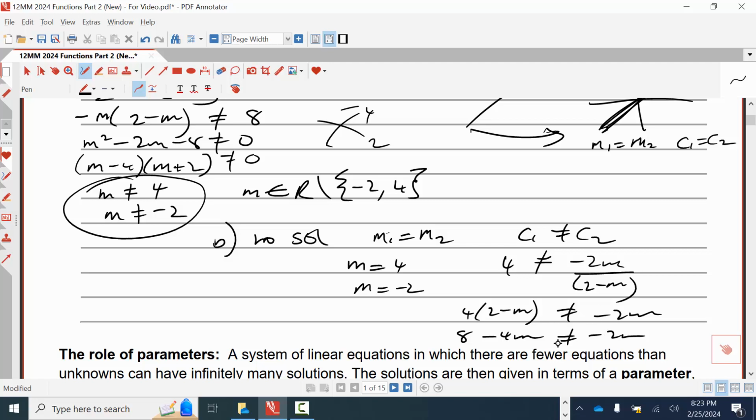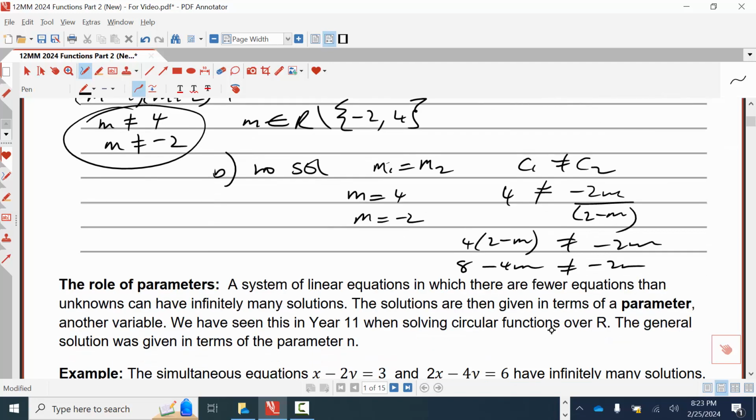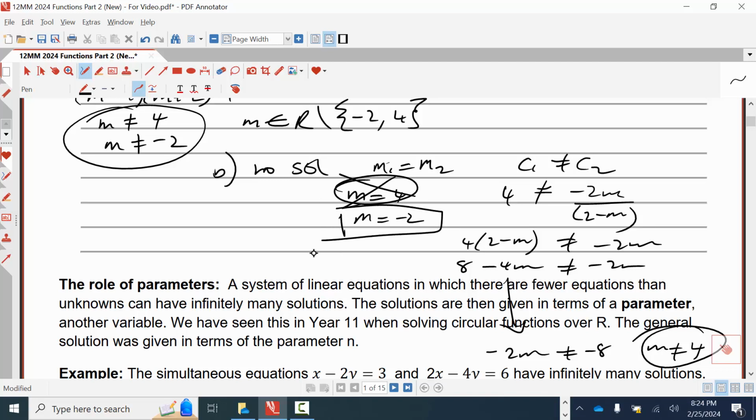What are we going to get? Just going to continue it over here. Negative 2m can't equal negative 8. So m can't equal 4. Okay, so the fact that m can't equal 4 for the constant value basically means that we're going to reject that one, which means, therefore, m equals negative 2. So that's when it's going to happen.